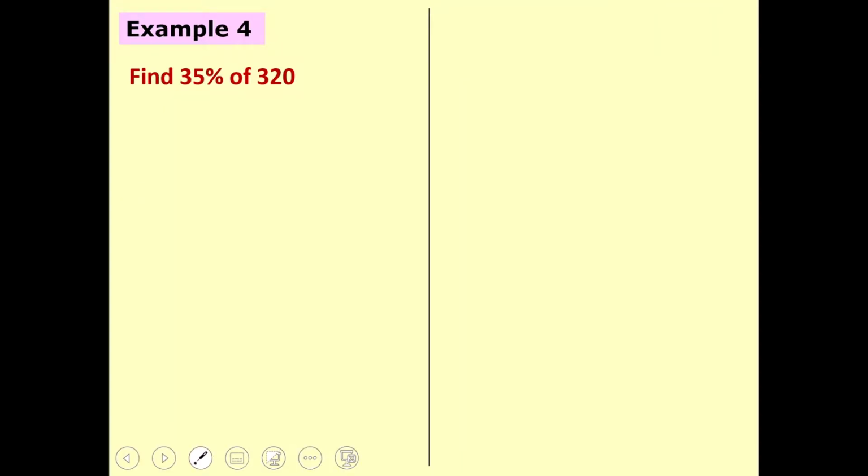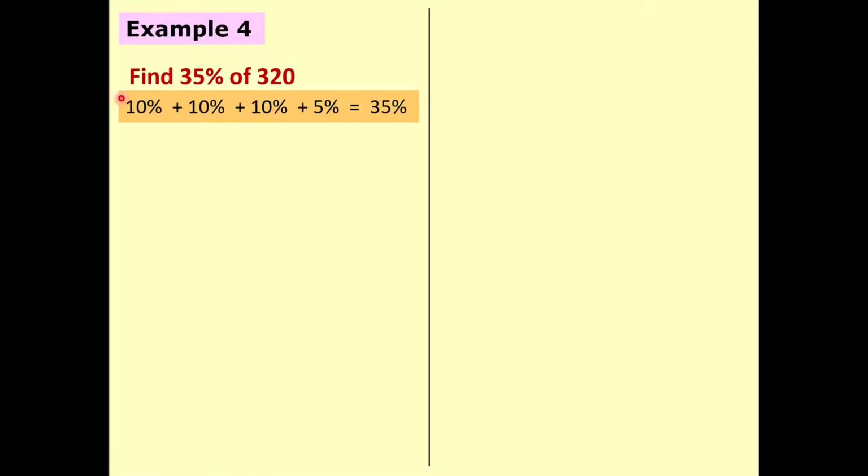Okay, example 4. This time, again, we're getting slightly trickier each time. We're going to find 35% of 320. So, like example 3, we're going to break down 35% into 1, 2, 3 10%, because 10 add 10 add 10 gives us 30, plus a 5%. In total, we will have 35%. So all we're going to calculate just now is we're going to work out what 10% of 320 is, and then we're going to work out what 5% is. And once we've found those bits of information, we can add however much we need together to give us 35%.